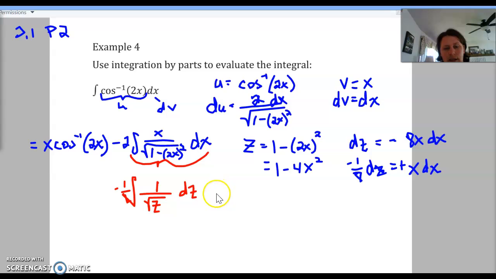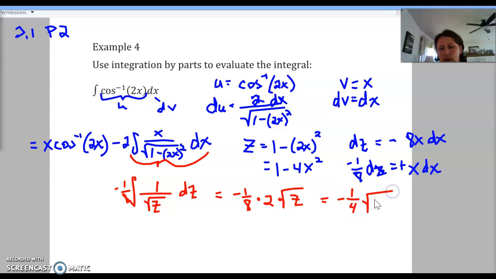Now let's go ahead and find the integral of that. So negative 1/8. This is z to the negative 1/2, so add 1, divide by that number. So we're going to have to multiply by a 2 out in front times z to the 1/2, which is the square root of z. Okay, that all simplifies down to this. Let's simplify that fraction too. So we have negative 1/4 square root of z.